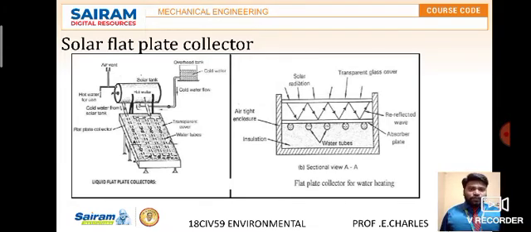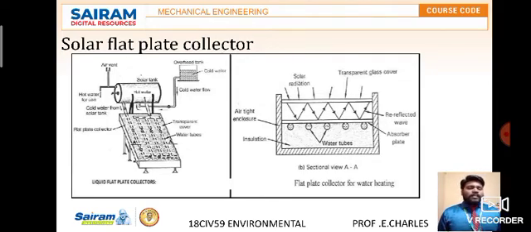Now what we are going to focus on is the transparent cover, water tubes, flat plate collector. So the next image is a zoom of that first image. We are looking at the flat plate collector exactly. So how does the flat plate collector for water heating look?